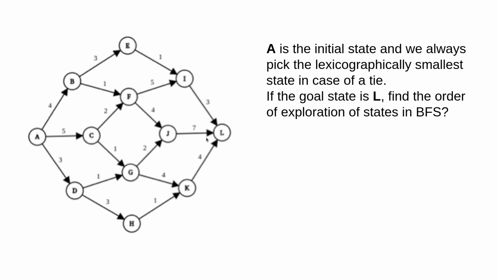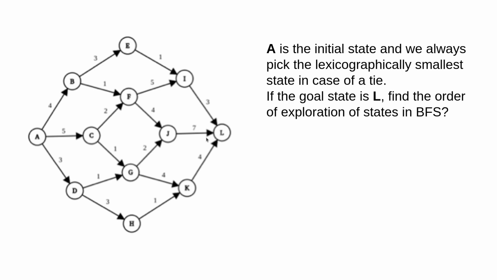Now for B, you'll expand E and F. For C, you'll expand G, and for D, you'll expand H. The second layer is done. Now we'll go to the third level, which will be I. For E, you'll do I. For F, you'll do J, because I has already been explored. For G, we'll do K, and for H, we'll do nothing because K has already been explored.